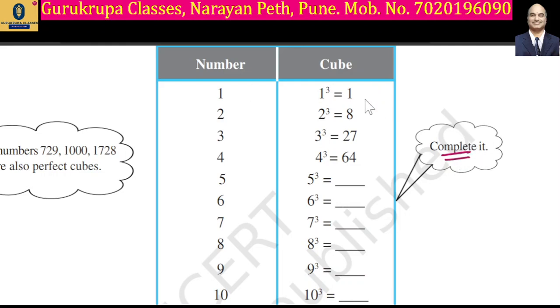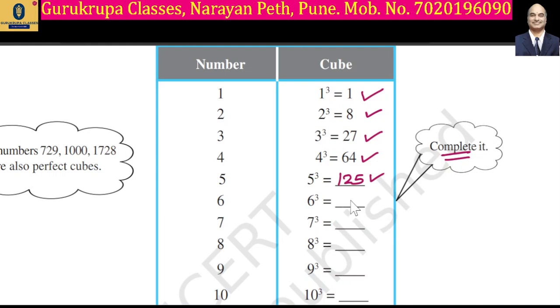Now 1 cube is equal to 1. Second cube means cube of 2, 8. Cube of 3, 27. Cube of 4, 64. Now cube of 5, 5 into 5 into 5, we get 125. So it is a cube number.